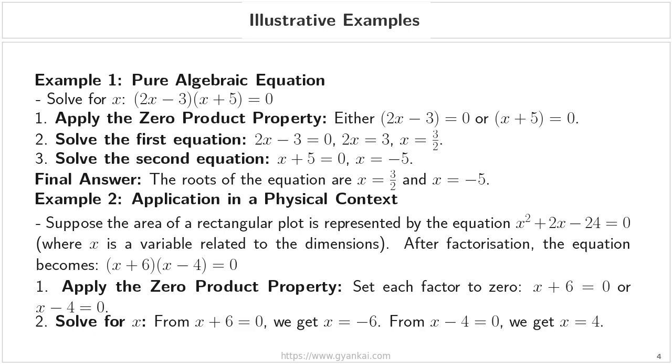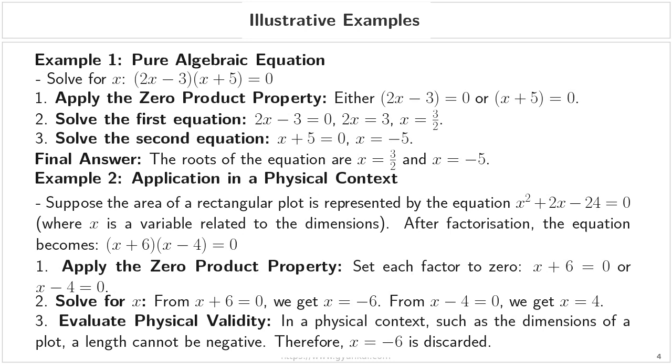Step 2, we solve for x from the first factor, x plus 6 equals 0, we find that x equals negative 6. From the second factor, x minus 4 equals 0, we find that x equals 4. However, step 3 is crucial in real-world problems. We must evaluate the physical validity of our answers. Since we are dealing with the dimensions of a physical plot, a length cannot be a negative value. Therefore, we must discard the root x equals negative 6.